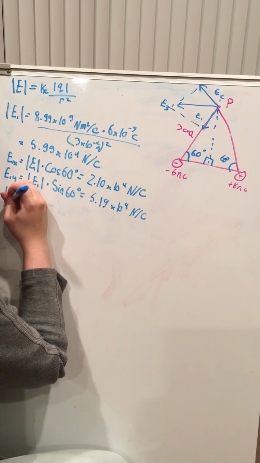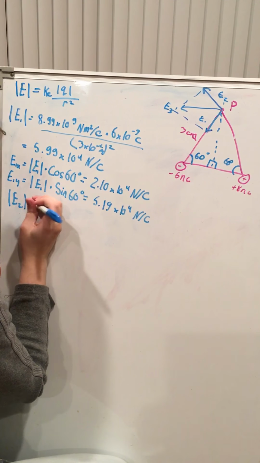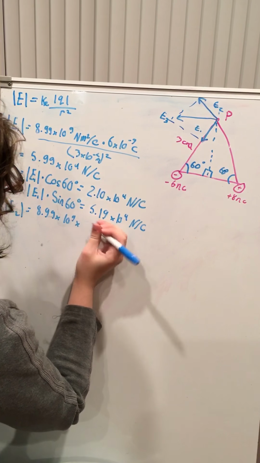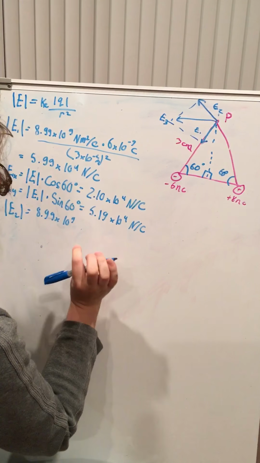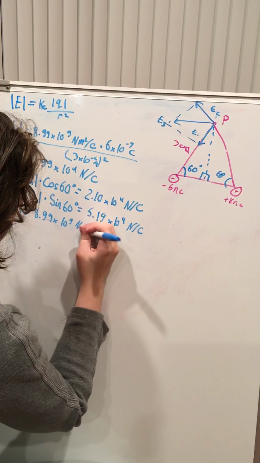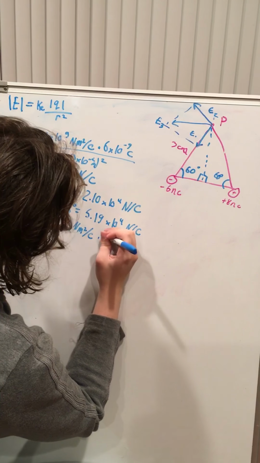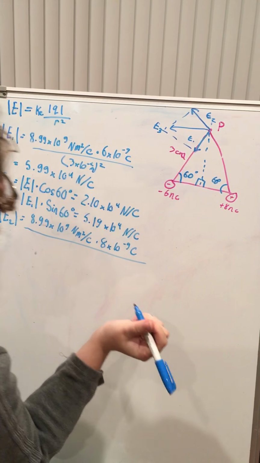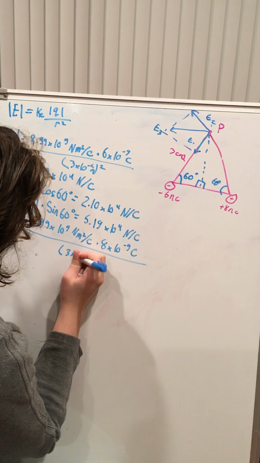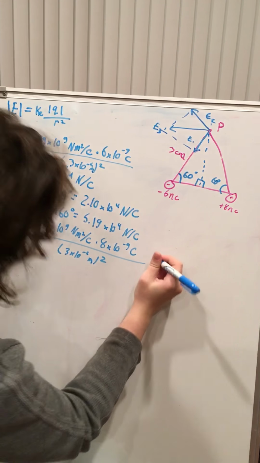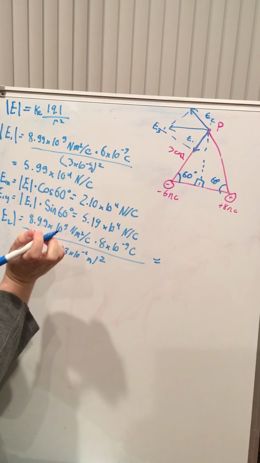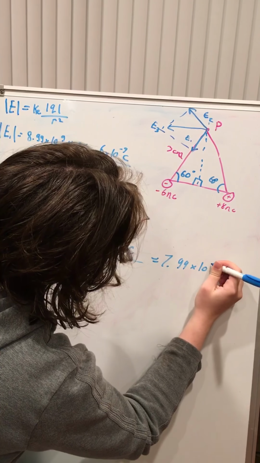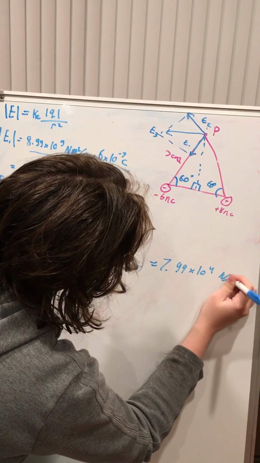The magnitude of E2 by this equation up here then is equal to 8.99 times 10 to the 9 newtons times meters squared per coulomb times 8 times 10 to the -9 coulombs, all divided by 3 times 10 to the -2 meters squared, which, again, with our handy friend the calculator, gives us a value of 7.99 times 10 to the 4th newtons per coulomb.